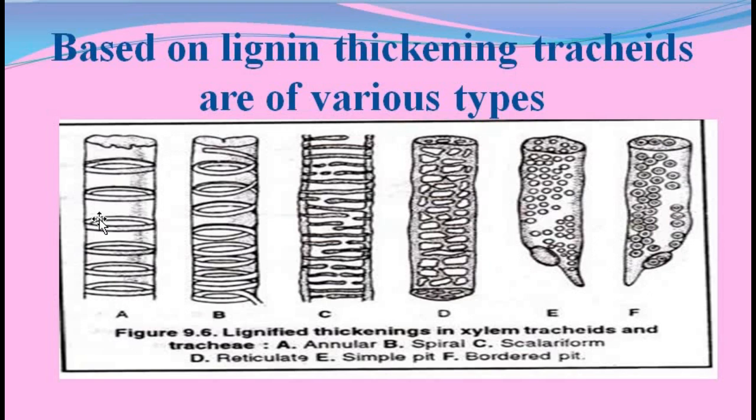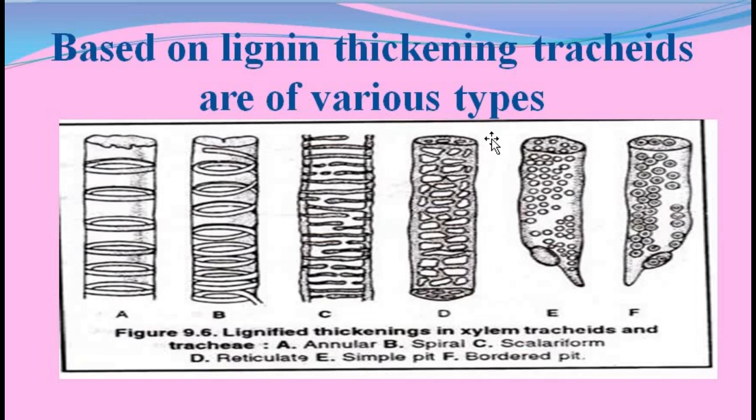As I already told, depending on the lignin thickening, if the lignin is deposited in the form of rings, one after the other, that type of tracheid is called annular tracheid. If the lignin is deposited in a spiral manner, that type of tracheid is called spiral tracheid. If the lignin is deposited in the form of a ladder, that is called scalariform. If the lignin is deposited in a netted manner, that tracheid is called reticulate.